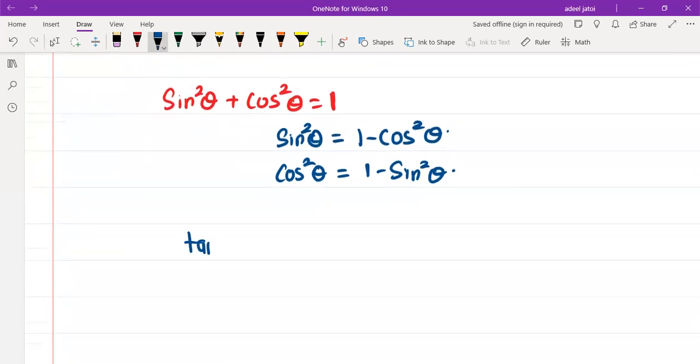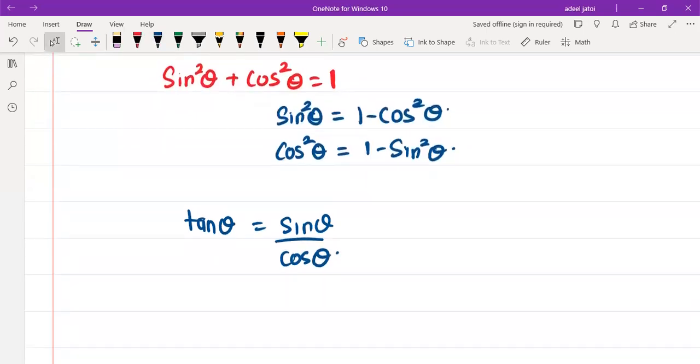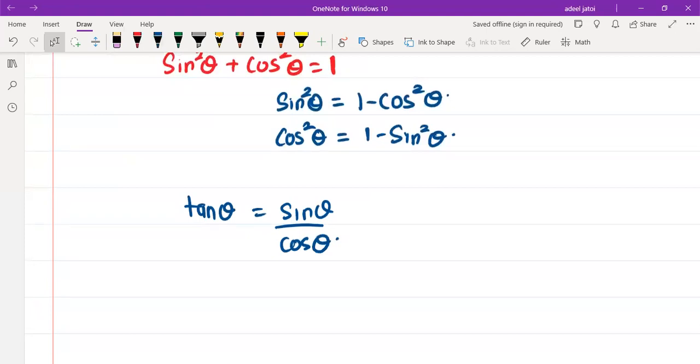The second identity is tan theta, which is sin theta upon cos theta. In this identity, you cannot change the places. Only tan theta is equal to sin theta upon cos theta. Yes, there can be a possibility that you have tan square theta, which will be sin square theta upon cos square theta. Which means if you have tan theta, you can write it down as sin theta upon cos theta. If you have tan square theta, you can write it as sin square theta upon cos square theta.